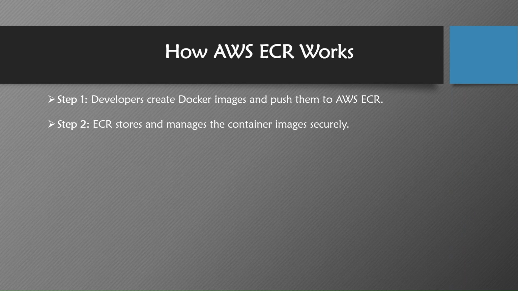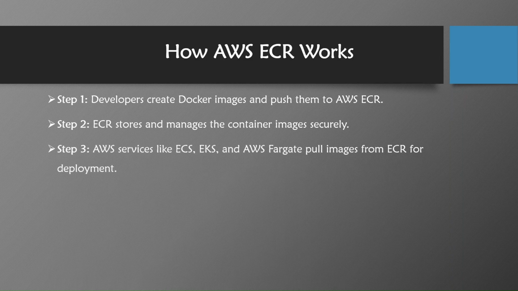Image storage and management. Container images are securely stored, encrypted both at rest and in transit, and also support versioning and tagging, enabling developers to track and manage different versions of container images. Image pull for deployment. AWS services like ECS and EKS pull container images from AWS ECR when deploying applications. These services authenticate with ECR to access and pull the required images.